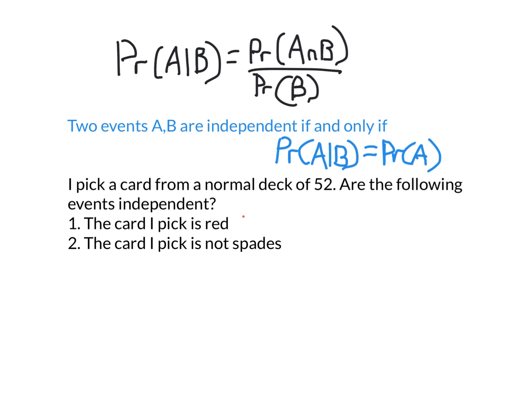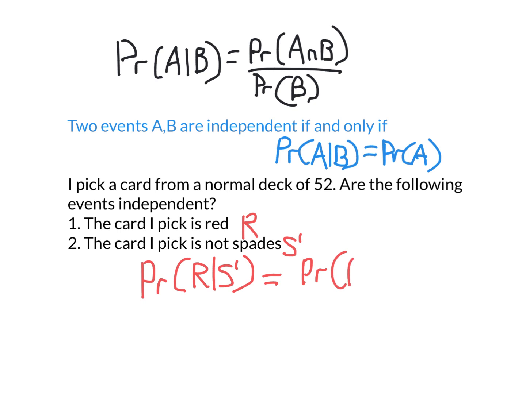So let's let the event that I pick a red card be R and not spades I'll just write as S not. Let's go ahead and calculate the probability that I pick a red card given that it's not spades. So using our formula at the top, this would be the probability that both happen, so the card I pick is both red and not spade, over the probability of the second one. This is what I meant before. Whichever one's written second goes on the bottom.